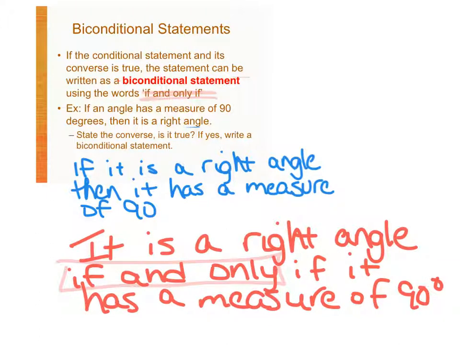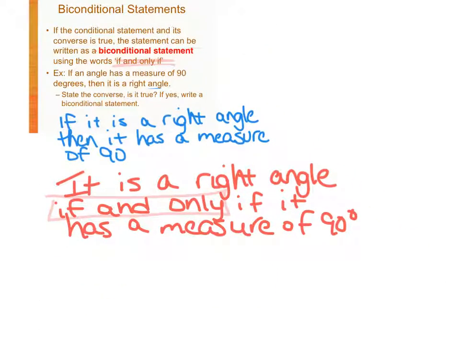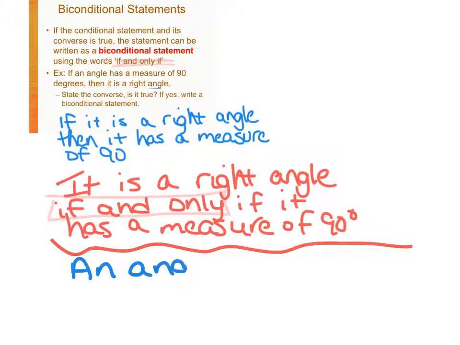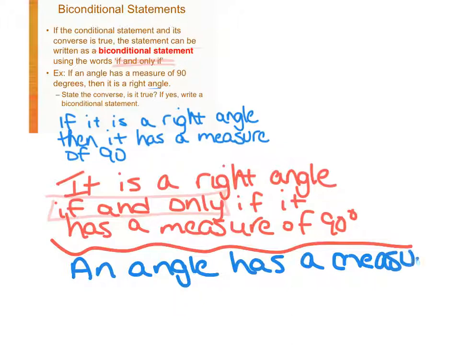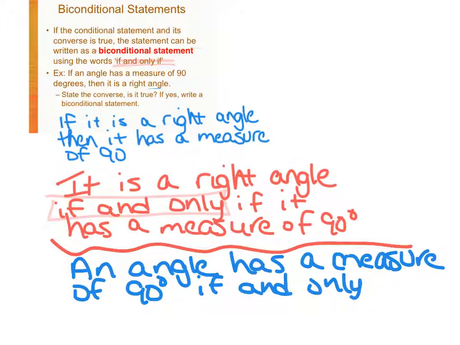Now, I can also write it from the original. So this biconditional actually has two answers. I could also write my biconditional statement using the original. Meaning I could have done: an angle has a measure of 90 degrees if and only if it is a right angle.